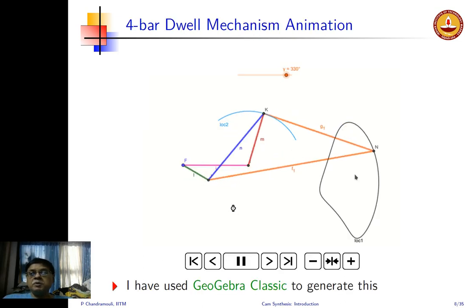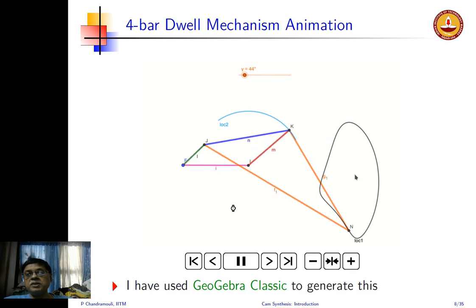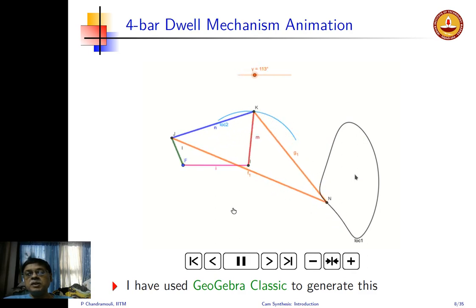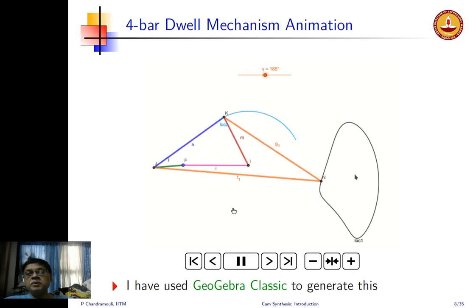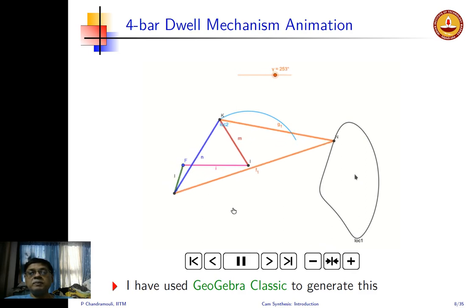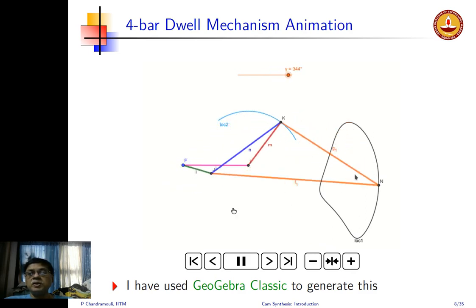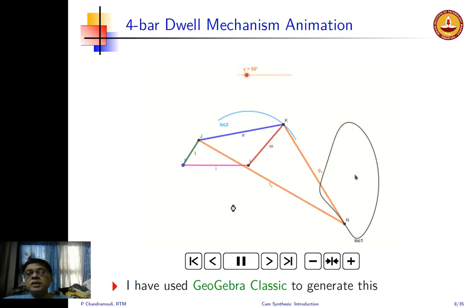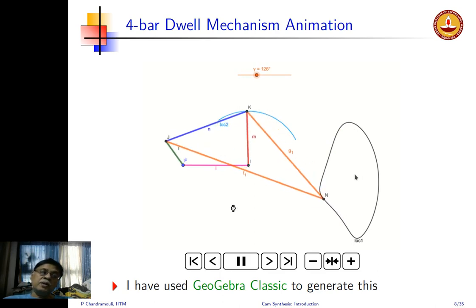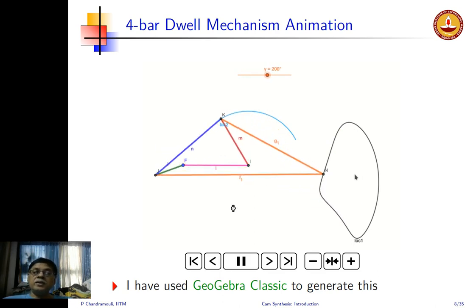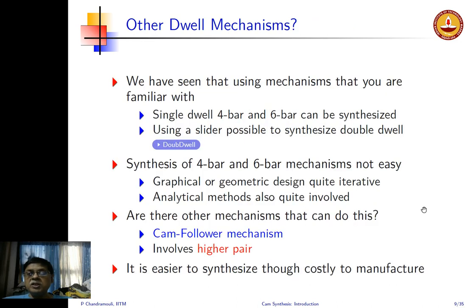Let's show you that. So that is what you have designed. Pay attention to the blue curve. Now K reaches the extreme, and you can see that it stays put there for some time, doesn't move, and slowly moves once it crosses that. So there's a small segment on the coupler curve where K remains stationary, or is in dwell. Okay, so this is one possibility. So you can do single dwell with 4 bar and 6 bar mechanisms.